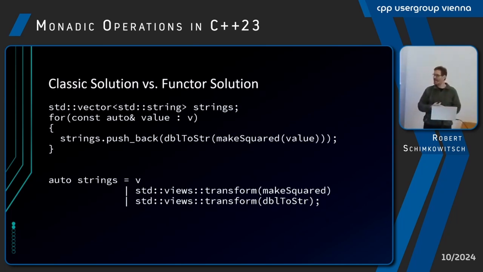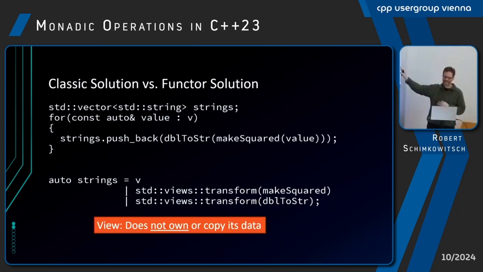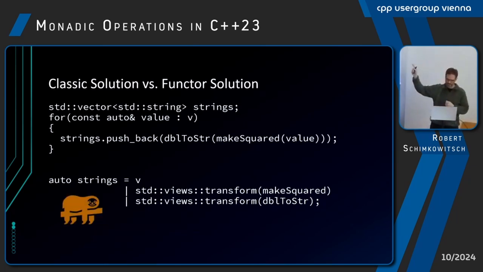Now, behind the scenes, things work a bit differently. The strings of the functor-style code is not a vector, but a so-called std::ranges view, which means nothing is done in this line of code. It's just a preparation. I just declare what I'm going to do. At this point in the code, strings does not contain any values. What will happen when I start iterating it is that it will provide the values on demand. This is called lazy evaluation, and it has some advantages.